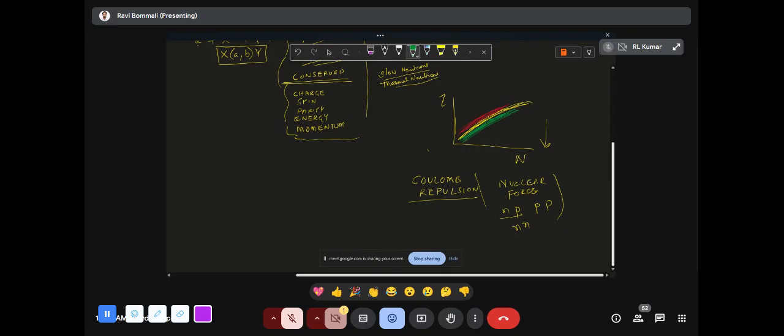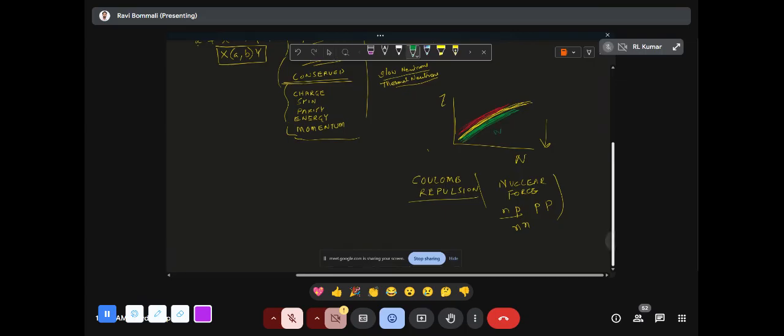Are you able to hear me, students? Yes, sir. We are able to hear you. So on either side you have what? So on one side, let me talk about the green region. The green region represents those nuclides that have a higher number of neutrons.